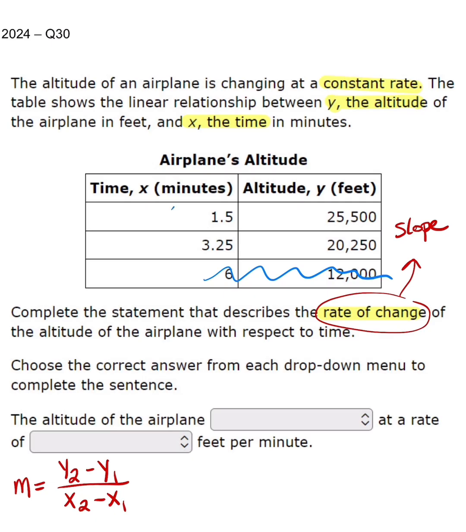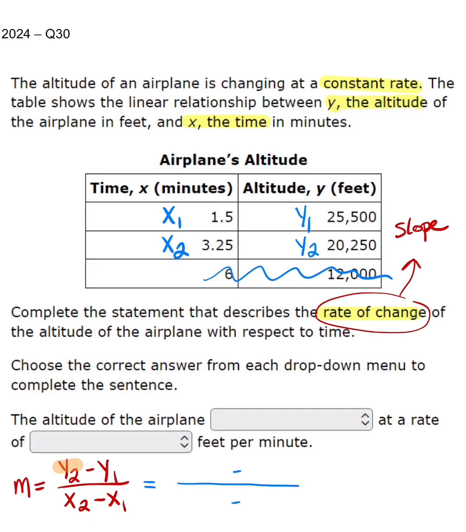My first x, I'm going to label x1. My second x, I'm going to label x2. On the other side of the table, the y values, I'm going to label the first one y1 and the second one y2. Now I'm going to substitute the values I just labeled into my formula. I like to put my minus sign on the top and bottom before I even start substituting. That way I don't make any mistakes.